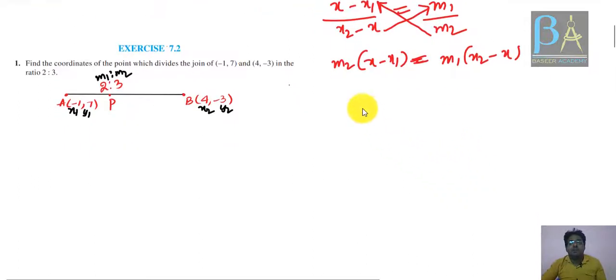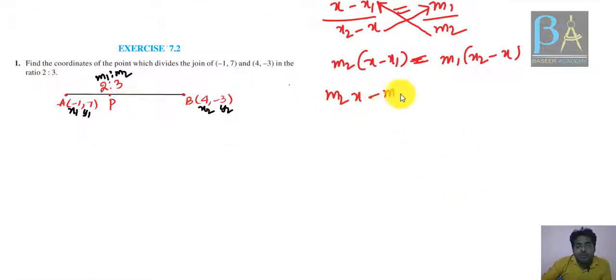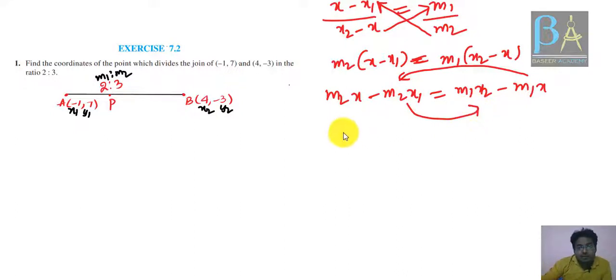Now let me multiply and open the bracket. m2 into x gives me m2x. m2 into x1 gives me m2x1. m1 into x2 gives me m1x2, and m1 into x gives me m1x. Let us take x on one side and let us take this to the right hand side. So what happens here?